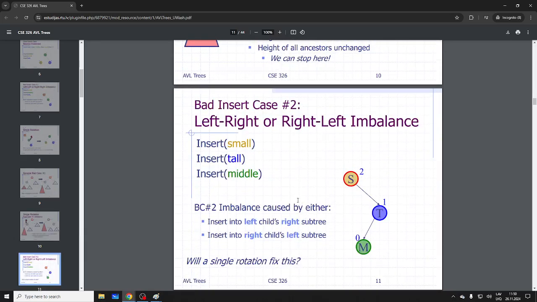So let's look at this one. This is a different case: small, tall, middle. Still not good: left, right, left, right, left. Can we fix it with a single rotation? A single rotation won't fix it, so how should it look? What should it look like? Middle should be on top and S to the left of M. That would be good.